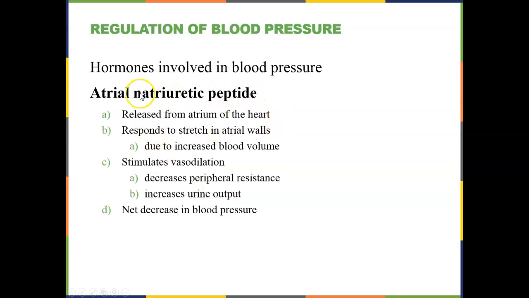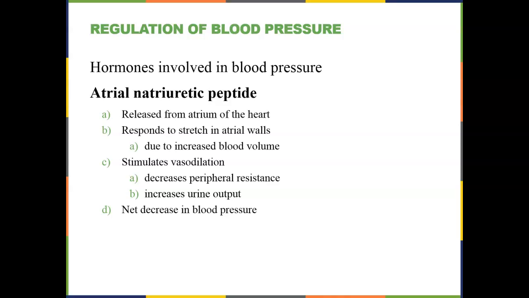But then we have atrial natriuretic peptide. Atrial natriuretic peptide, or ANP, is produced from the atria of the heart. And what this does is it responds to increased stretch of the right atrium. So as blood moves from systemic circulation into the right atrium, if there's a very strong stretch to that right atrium, atrial natriuretic peptide is going to be produced. And that enters the blood and it stimulates vasodilation of our blood vessels.